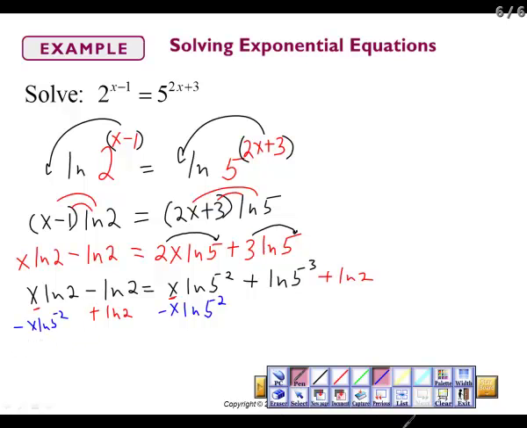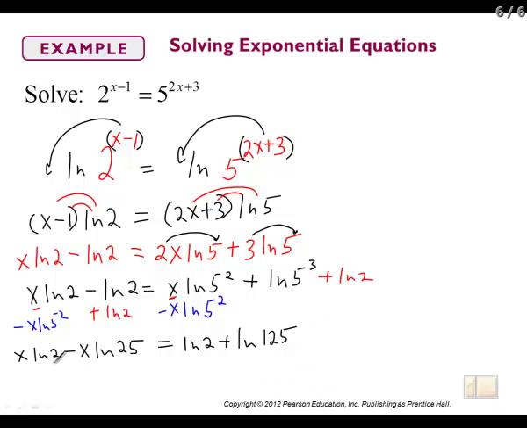So what we have now is x natural log 2 minus x natural log of that 5 squared, which becomes 25, equals natural log 2 plus natural log of 5 cubed, which becomes 125. Now we have a common factor that we can factor out. That'll be x and then parentheses, natural log 2 minus natural log 25.